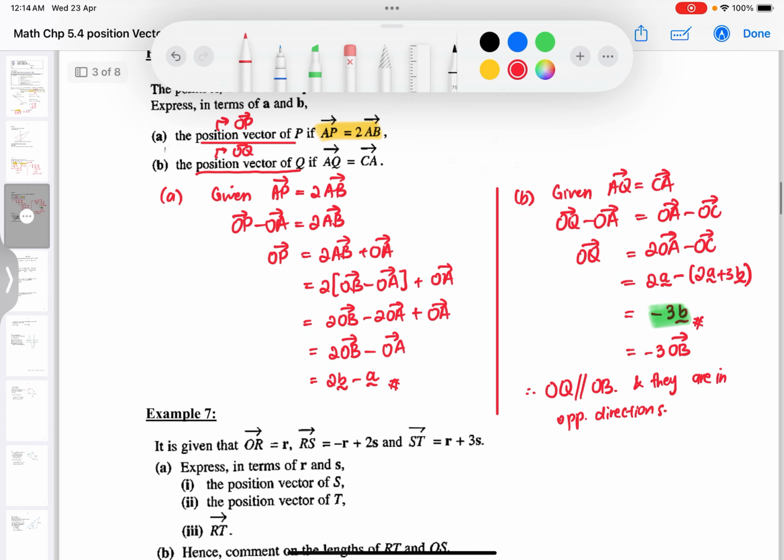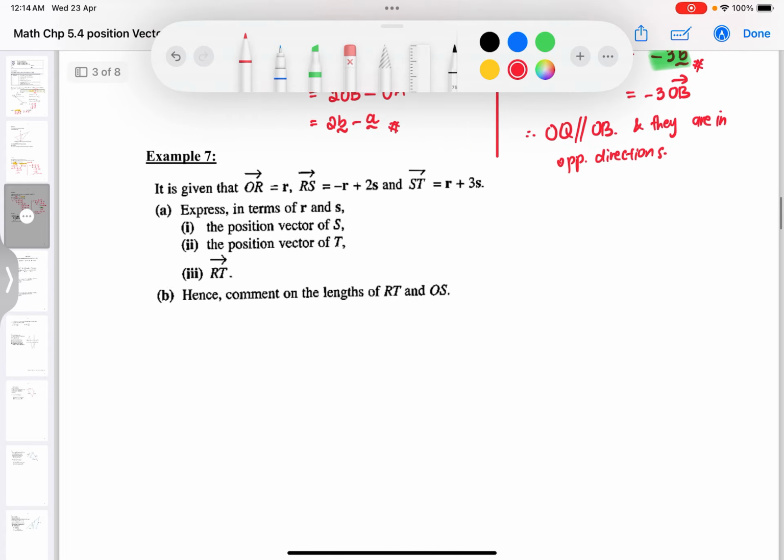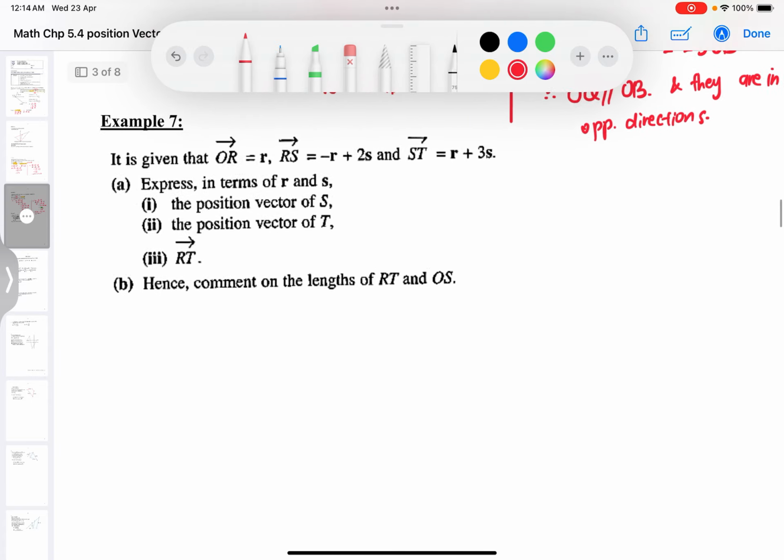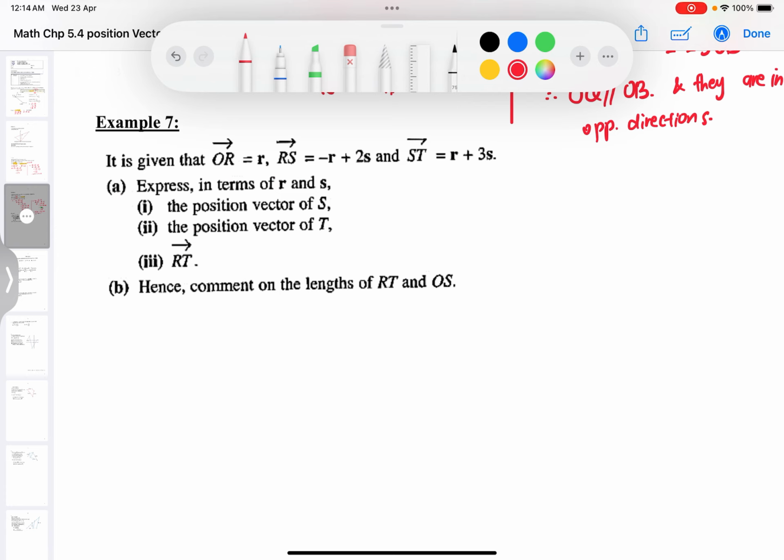Okay, you can actually try example 7. Pause the video and try example 7. Okay, I'll now go through example 7. Given that OR is r, RS is negative r plus 2s, and ST is r plus 3s. Given all this, express in terms of r and s the position vector of S.